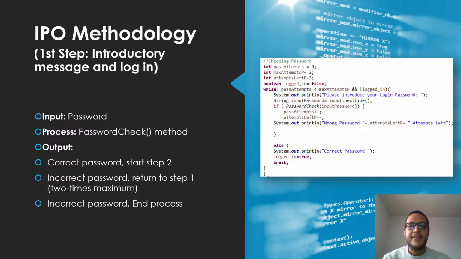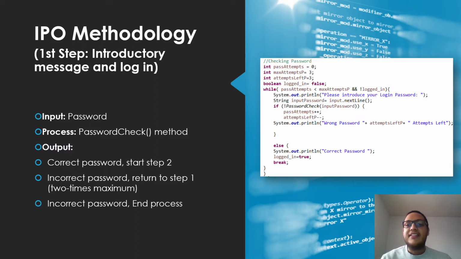So how is it translated into the main method? This is our main method. As you may see, first we decided to create the different integer variables with the maximum attempts allowed, followed by a login boolean variable created with the value of false. For evaluating the maximum attempts allowed, we created a while loop, which is going to operate while the number of attempts is less than 3 and the person is not logged in, or the login is false.